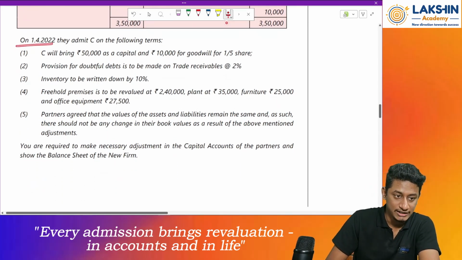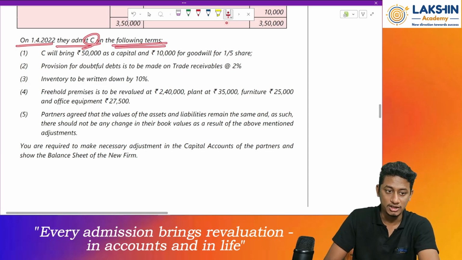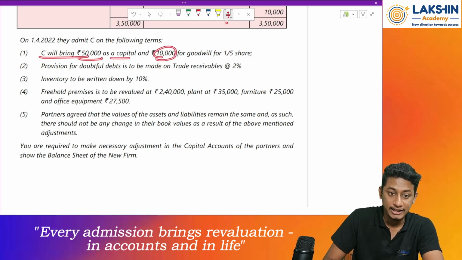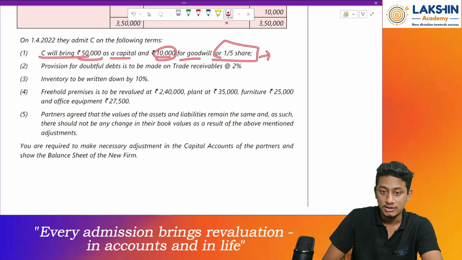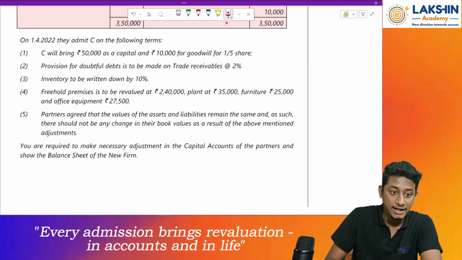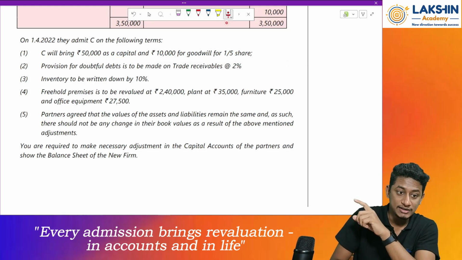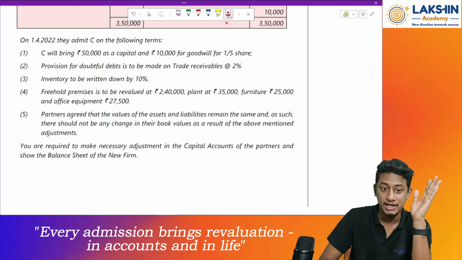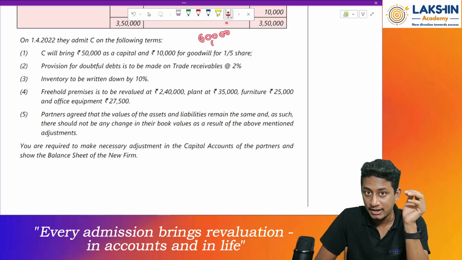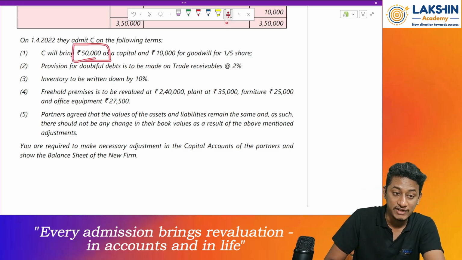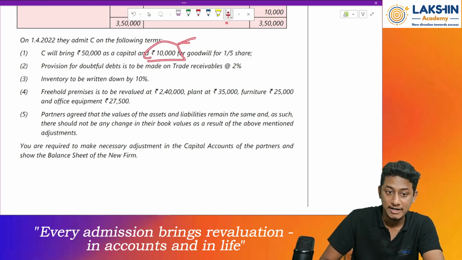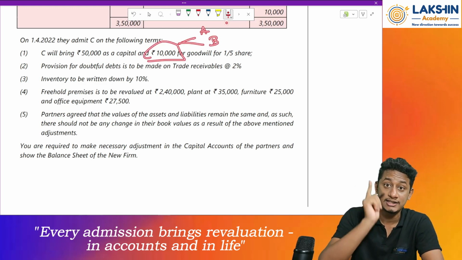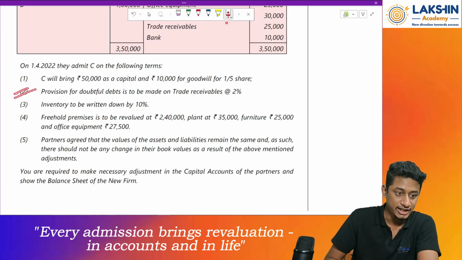On 1/4/2022, they admit C on the following terms. What are the terms? C will bring in 50,000 as capital and 10,000 for goodwill for 1/5 share. This is his new share, the incoming partner's new share. And in this case, not like the old example, he is bringing 50,000 towards capital and 10,000 towards goodwill separately. So how much is the total amount that he is bringing in? He is bringing in rupees 60,000 in the bank account. Remember this, clear? Okay. Whereas 50,000 will be retained as capital and 10,000 will be divided between whom? A and B. In what ratio? In sacrifice ratio.